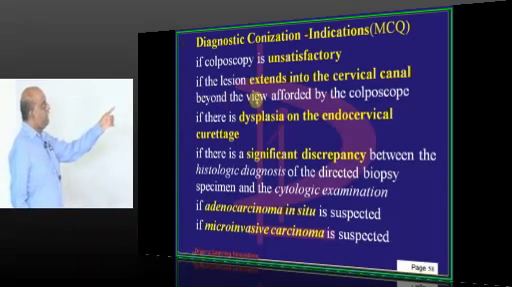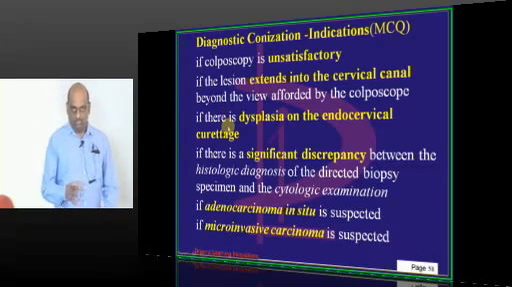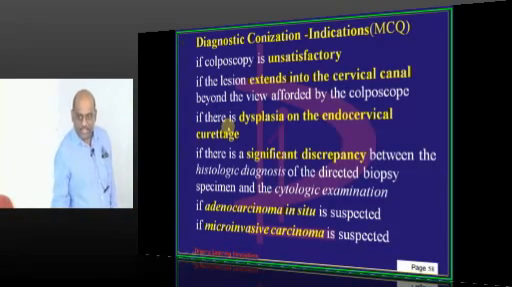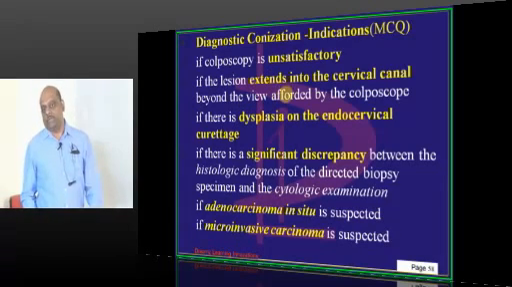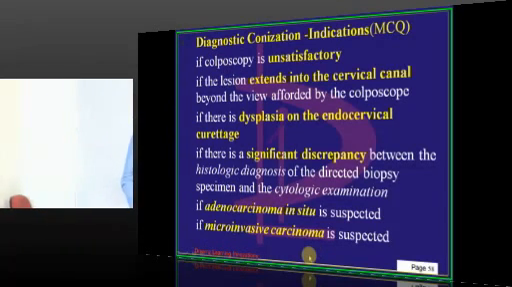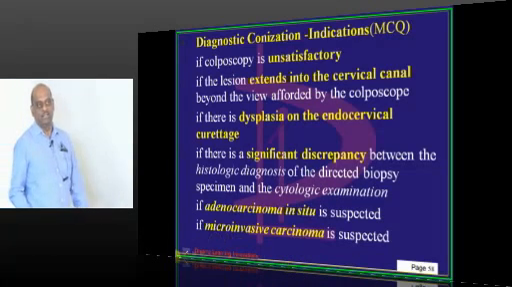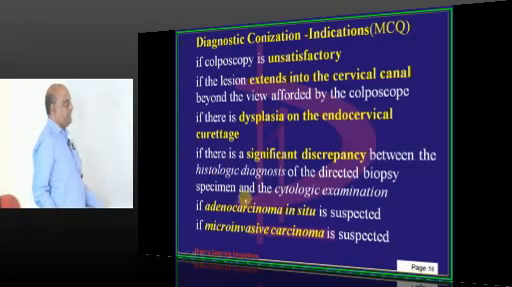If the lesion is extending into the cervical canal from the ectocervix, extending into the endocervical area, and you are not able to see it through the colposcope, that is an indication for diagnostic conization. Then, if you have done the endocervical curettage and found dysplasia, that is also an indication for diagnostic conization.